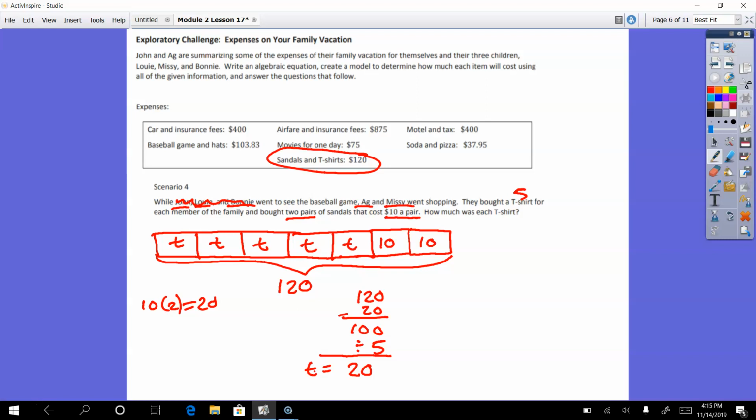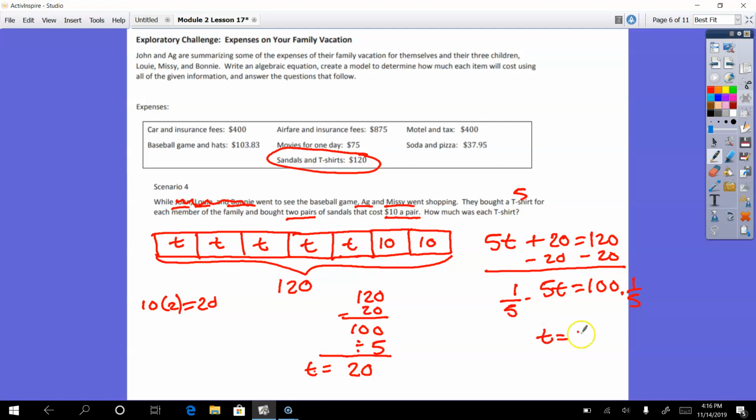Okay, so then our equation: there were 5 t-shirts, so we're multiplying 5 times the number of t-shirts, plus the $20 that they spent on sunglasses, gives us $120. So you're subtracting that $20 to keep that equal sign equal. So 5t equals 100, multiply by the reciprocal, which leaves us with t is equal to 20.